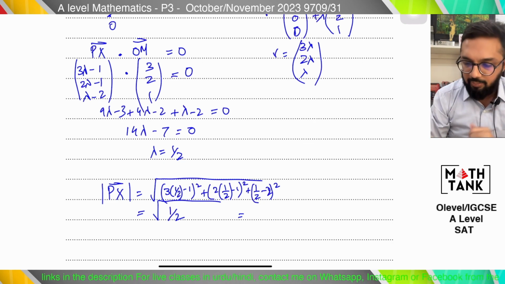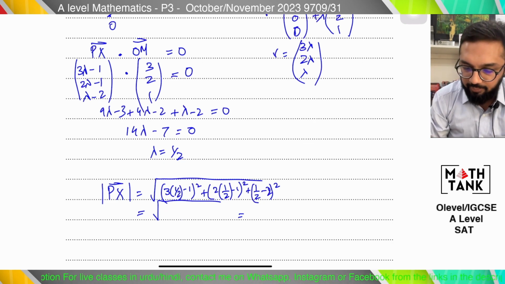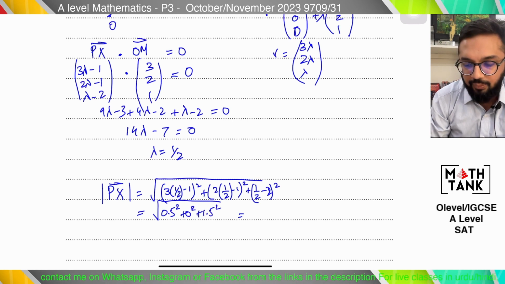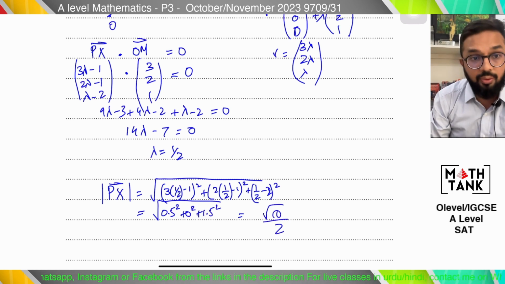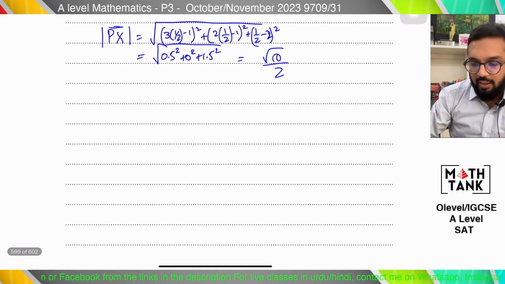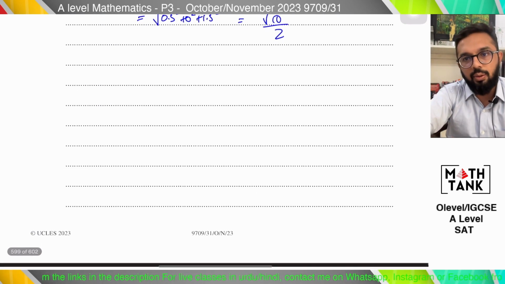Okay, there's a small mistake here. That gives me 0.5 squared plus 0 squared plus 1.5 squared, and that gives me root 10 over 2. That is the end of the exam, and I will see you with another recorded video in the next lecture.